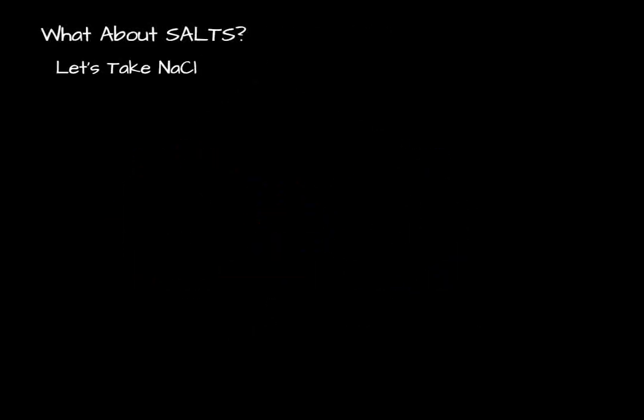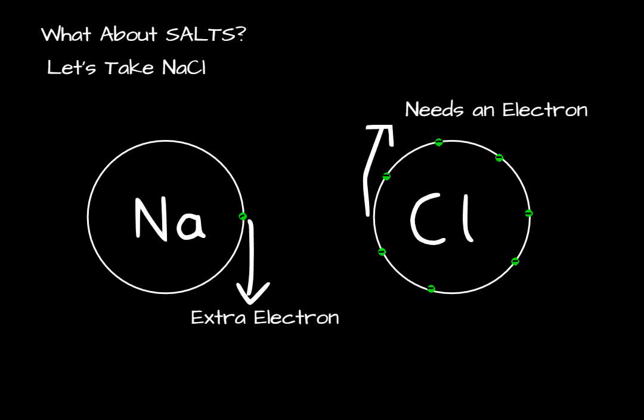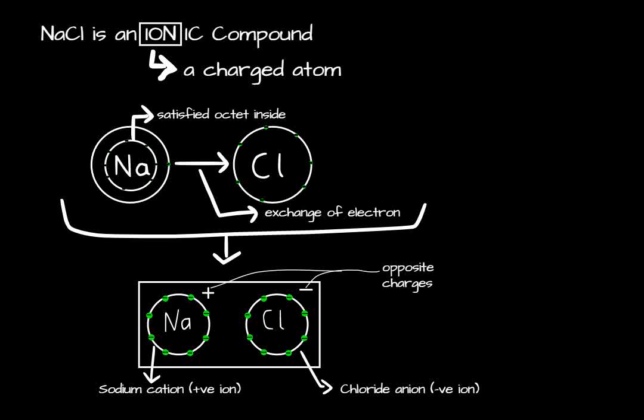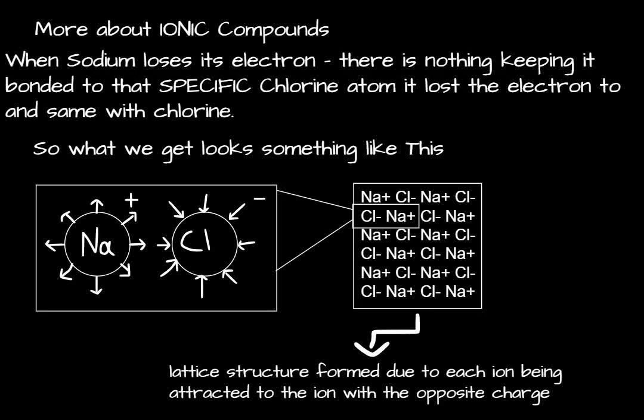But what about salts, such as sodium chloride? Well, sodium, when alone, has an extra electron, and chlorine, when alone, needs an electron. So sodium gives its extra electron, becoming a cation or a positive ion to chlorine, which becomes an anion or a negative ion. This bonds sodium to chlorine and vice versa because the charges they now have are equal and opposite, and well, opposite charges attract.